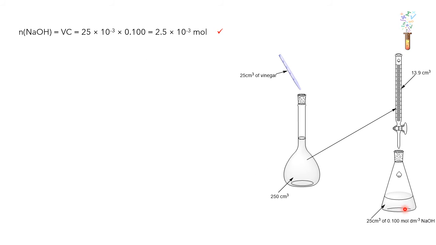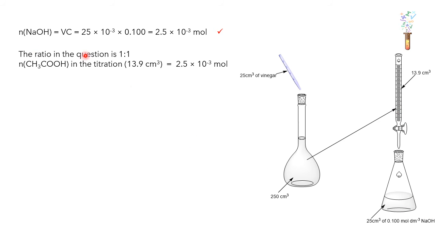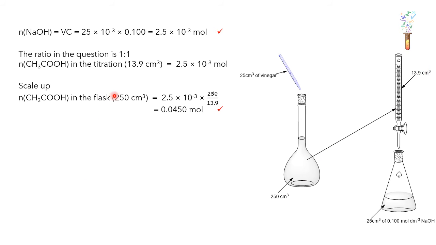And then I'm going from here to here, so I'm going to use the balanced equation. Now, it didn't give me a balanced equation, but it did tell me the ratio was 1 to 1 in the question, so I know that the moles coming out of the burette is exactly the same. And then I'm going to scale up from 13.9 to 250. So now I know how many moles of vinegar are in this volumetric flask. What I need to know is how many moles of vinegar are in this pipette at the start. And this is often a step where people go wrong, because they try to scale down from 250 to 25.